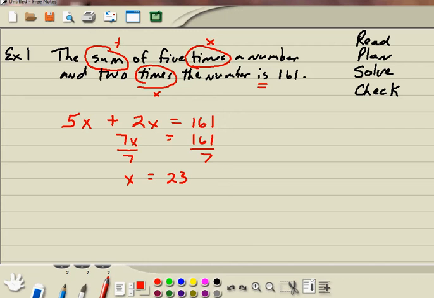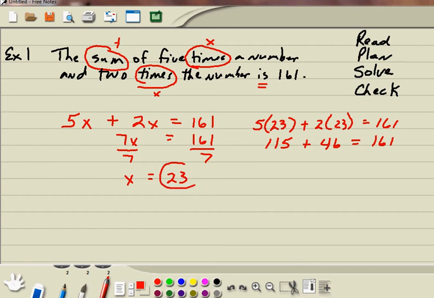Now that we've solved it, we verify it. So we do 5 times 23 plus 2 times 23 equals 161. All right, well, we know 5 times 23 is 115 plus 46. And once it comes out to be equal and I've checked my work, then I can circle my answer. And we've solved the problem. Okay, so we got to look for those keywords and create an equation that we can solve. Let's look at example number 2.